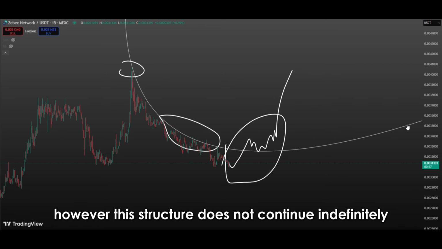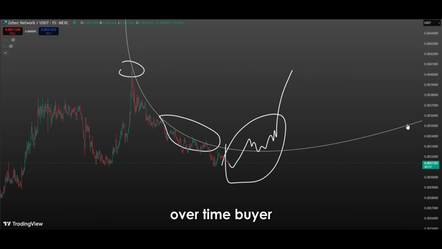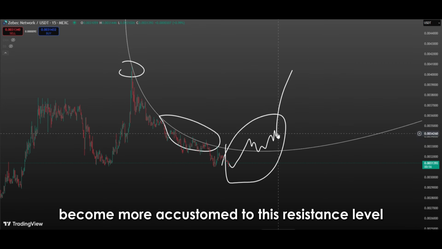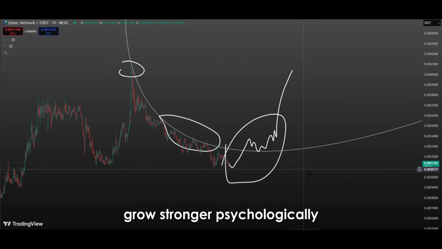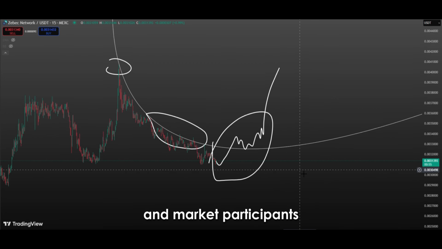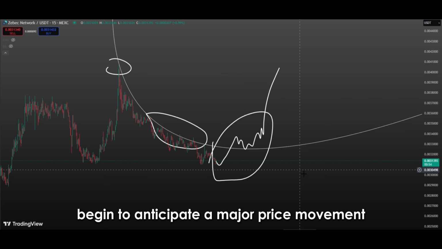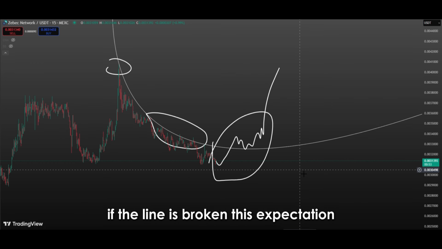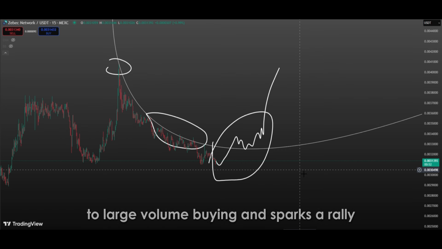However, this structure does not continue indefinitely. Over time, buyers become more accustomed to this resistance level, grow stronger psychologically, and market participants begin to anticipate a major price movement if the line is broken. This expectation, once a breakout occurs, usually leads to large volume buying and sparks a rally.